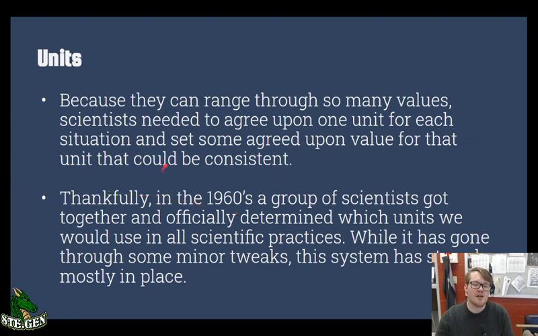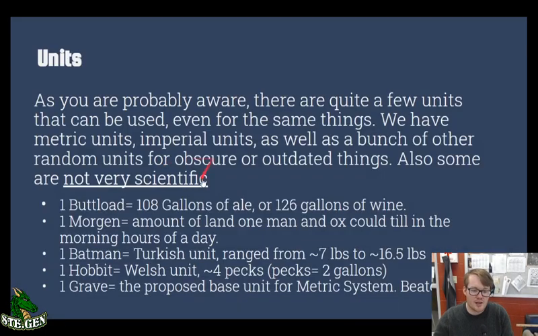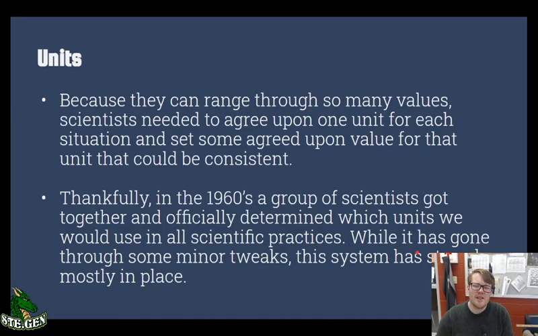Because they can range through so many values, and even notice they could be describing similar things, but this one was between 7 and 16 pounds. That's a pretty big deal. That would mean that if it wasn't exactly precise, your weight could vary literally up to twice as much as what it was going to be if you were trying to weigh yourself.